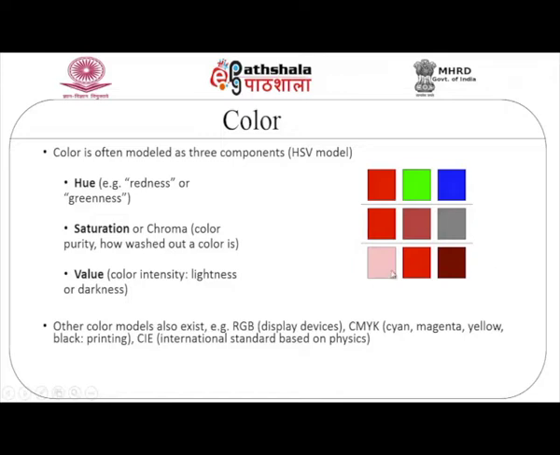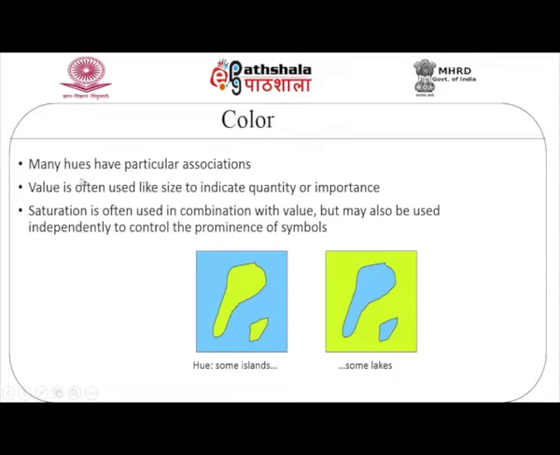There are also other color models that exist, say RGB, which is particularly used in display devices, and CMYK, which is cyan, magenta, yellow and black, which is particularly used in the printing industry. And there are various other color models that are available, like HLS, which are used in various applications. But these models are set by a standard, that is the CIE, which is an international standard based on physics. Here is an example for color information.